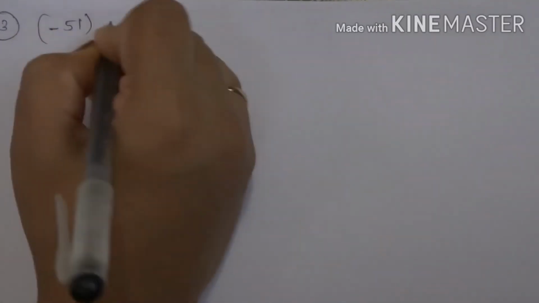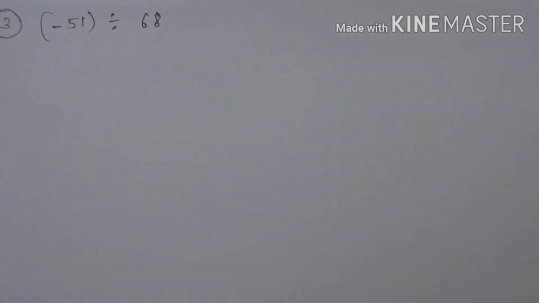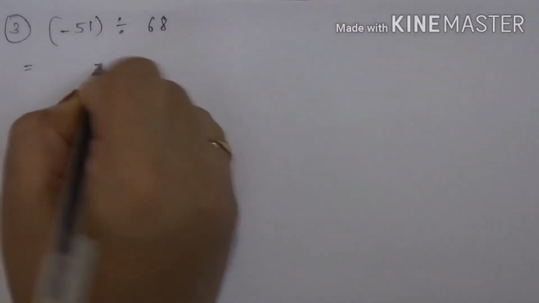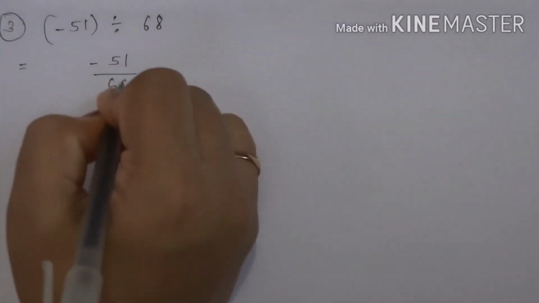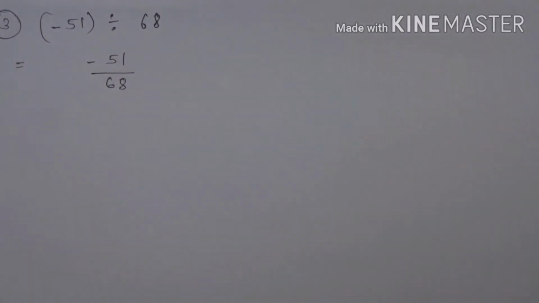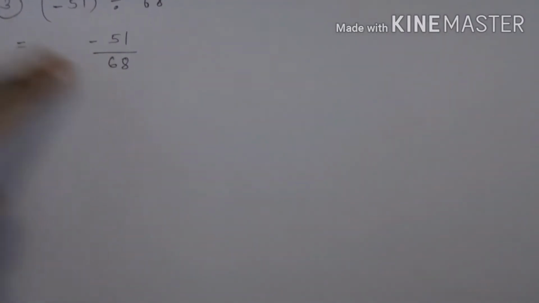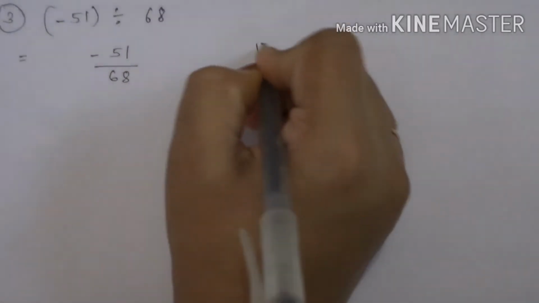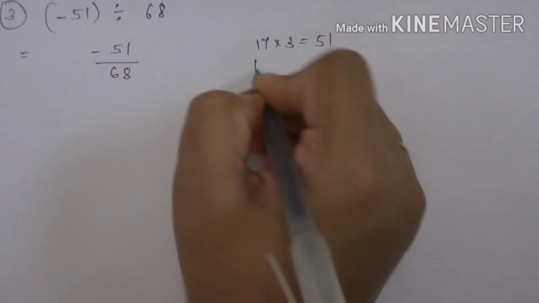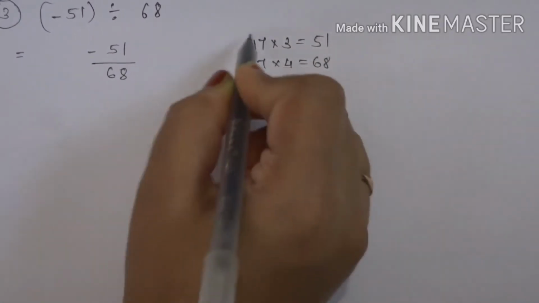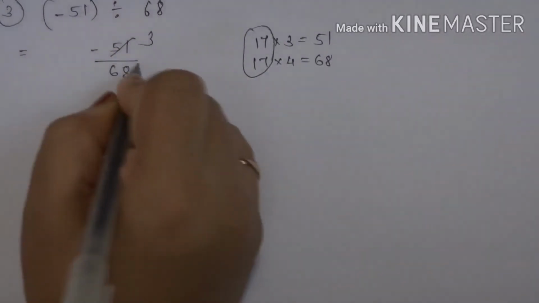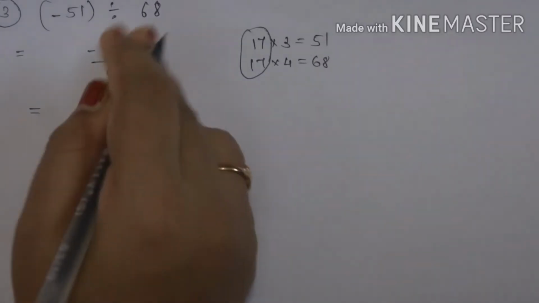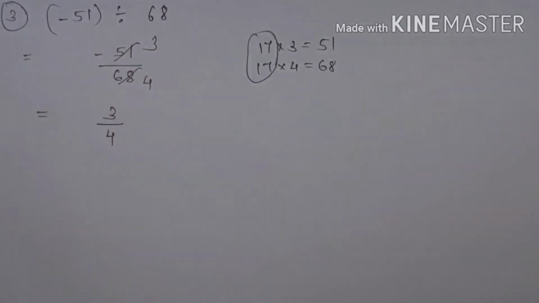Minus 51 divided by 68. Let's move to the third. Minus 51 divided by 68. So children, what is our first step? Write these numbers in fraction form. Minus 51 divide means upon 68. After writing these numbers in fractional form, we have to see the table. So these two will go in 17's table. See here children, 17 3s are 51. 17 4s are 68. So which is the same table in which both the numbers are going? 17. So 17 3s are 51. 17 4s are 68. So what is your answer? Reduced form of fraction 3 upon 4.